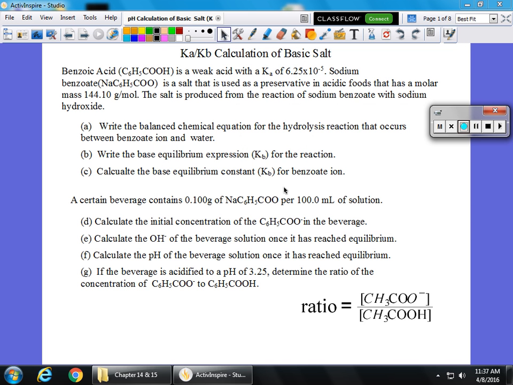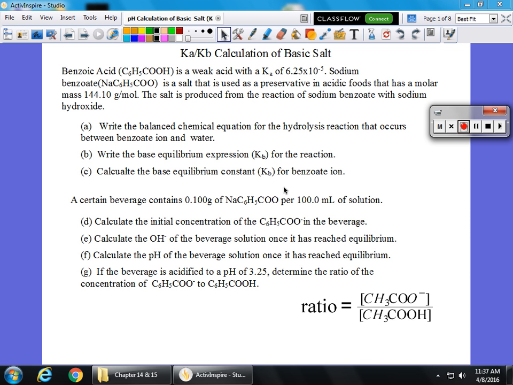Hey guys, Mr. Palmer back with another acid-base type problem, looking at acid-base equilibrium. This one looks at using a basic salt or an acid salt, and how do we find the pH? How do we do these kinds of calculations? So again, try it on your own, see how you do with it. It's got a lot to it here, and then come back and follow through the explanation of the content.